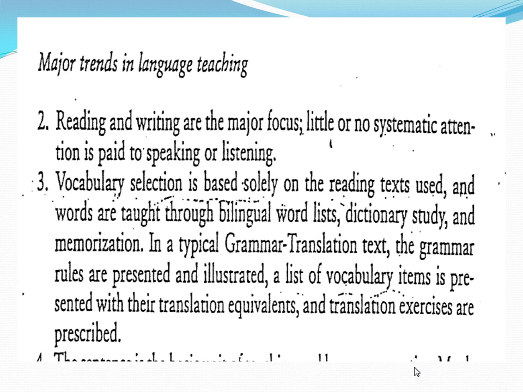But what is the application in your practical life? That means vocabulary is based solely on the reading text used. And words are taught through bilingual word lists. There are 2 kinds of dictionary available in the market at this time. That is Bangla Academy Dictionary, that is Bengali to English to Bengali, and Oxford Advanced Learners Dictionary, that is English to English. GTM follows the Bangla Academy Dictionary.